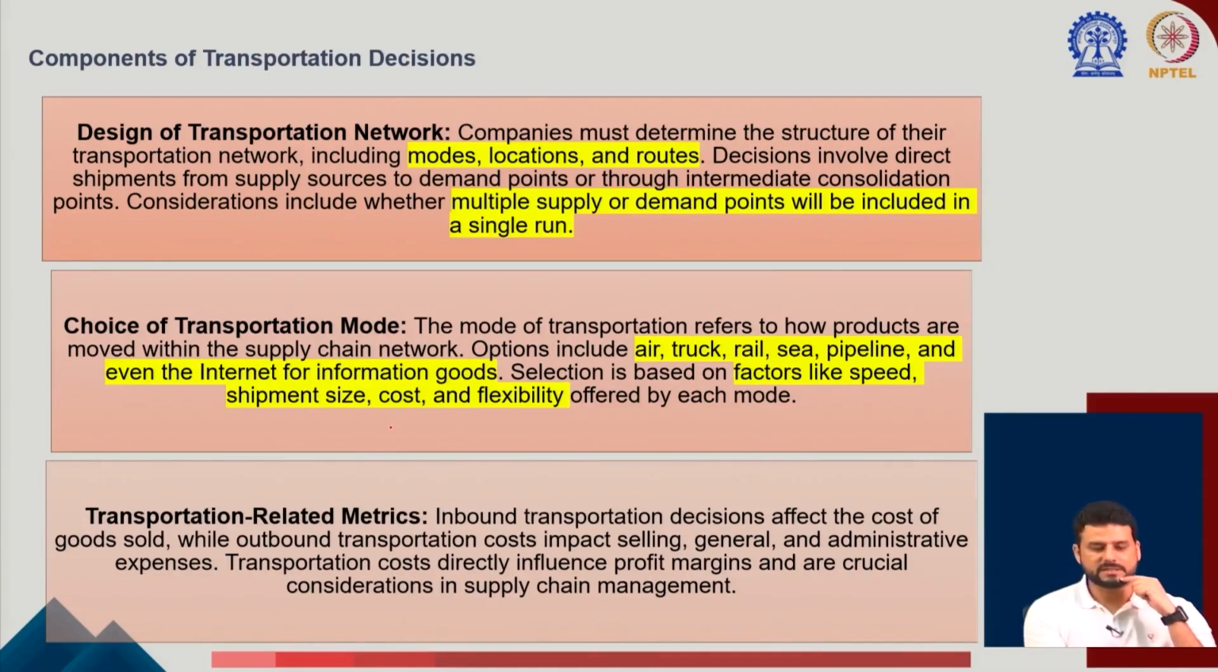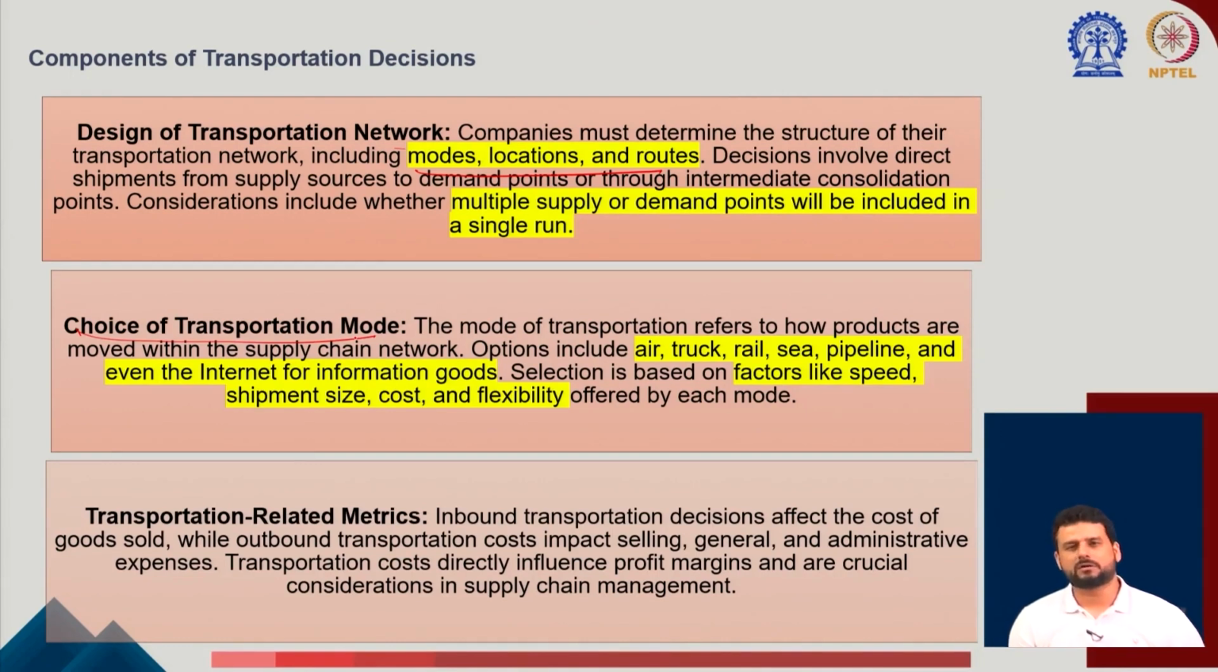Components of transportation decision: design of transportation network, what is the mode, location, route. A routing algorithm will help you find the optimal route to minimize the cost, right. And then with multiple supply or demand points, you can consolidate all the orders, or you are going for single delivery, like 30 minutes delivery of pizza, then go for the single delivery as well.